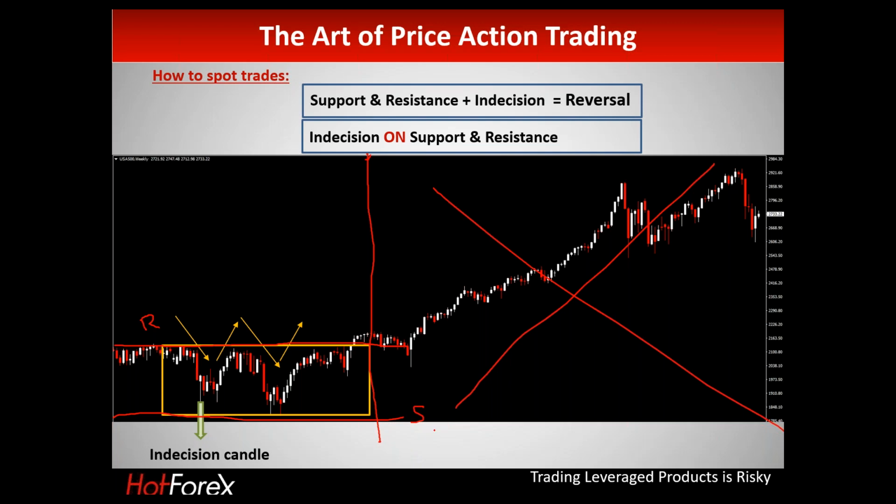So the first thing that you need to do when checking your charts is to identify the condition. Is it a consolidation? Is it an upward trend? Is it a downward trend? If it is a ranging market, a consolidation, you can set your resistance at the top of the range and your support at the bottom of the range. So that's the first thing.